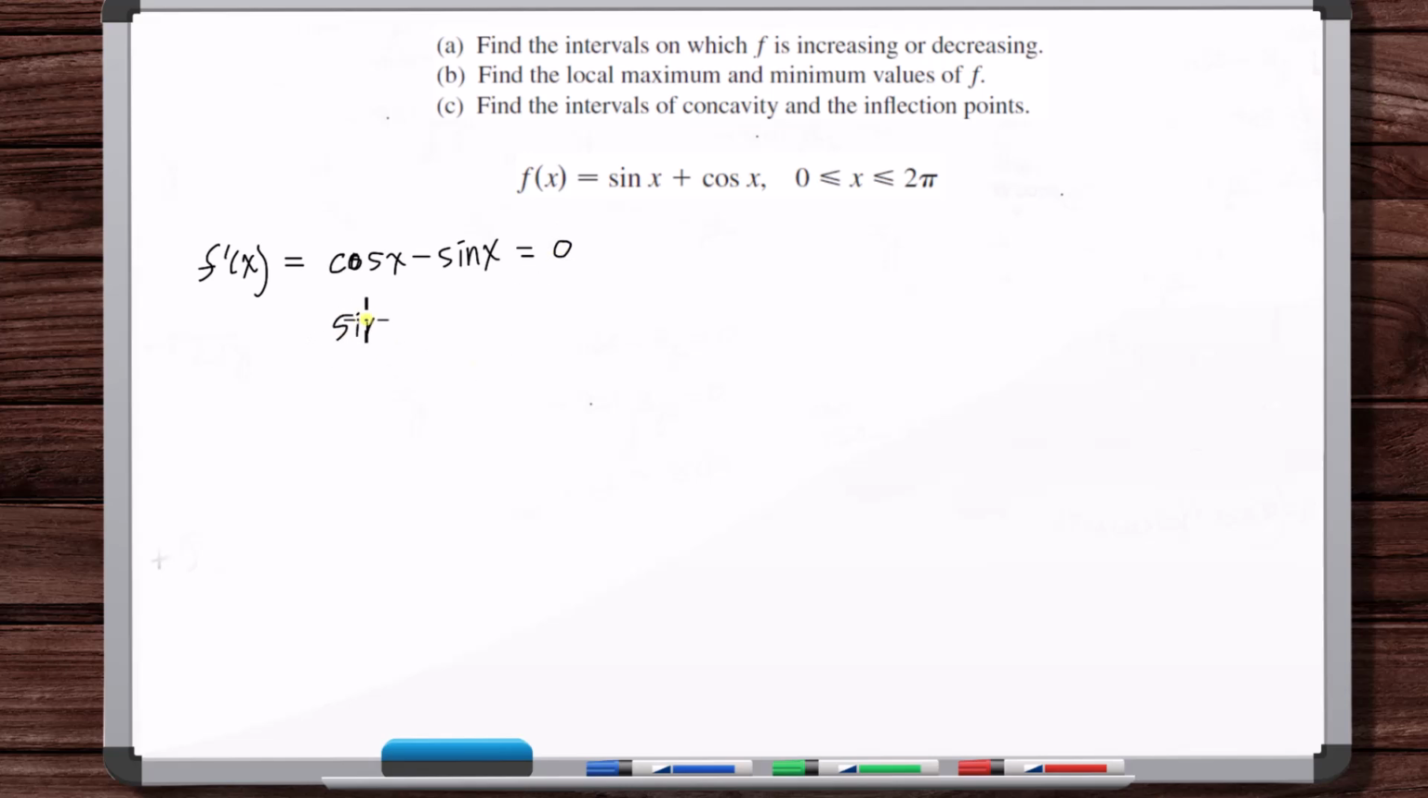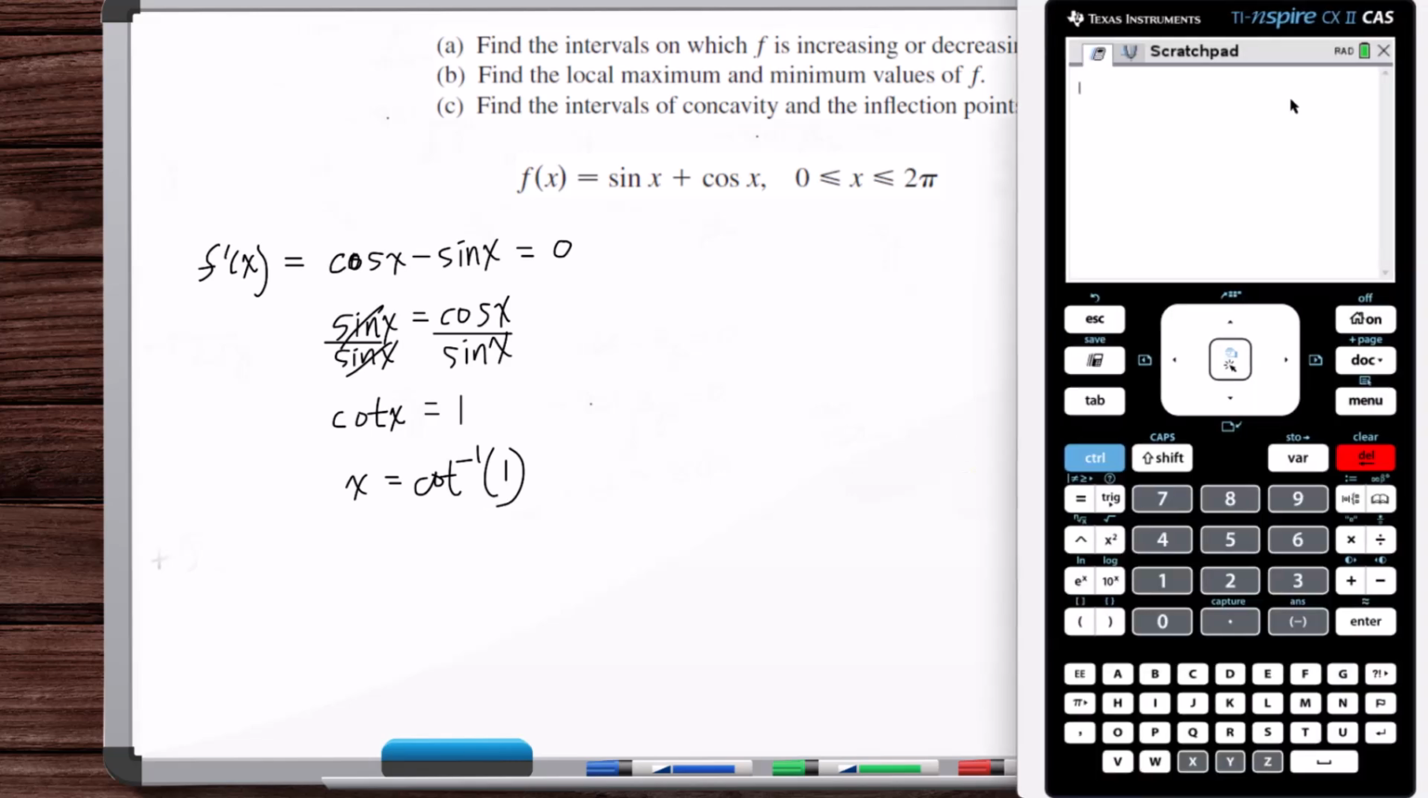So sine of x is equal to cosine of x. Divide both sides by sine of x. So you get cotangent of x is equal to 1. So x is equal to inverse cotangent of 1. Okay? So inverse cotangent, we're in radians.